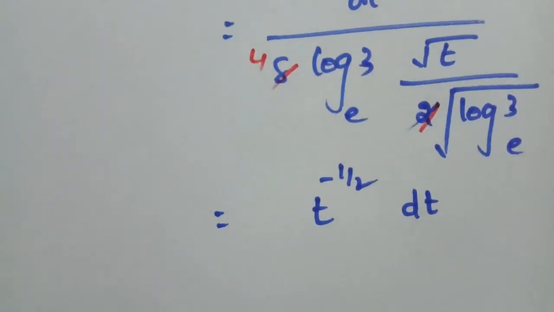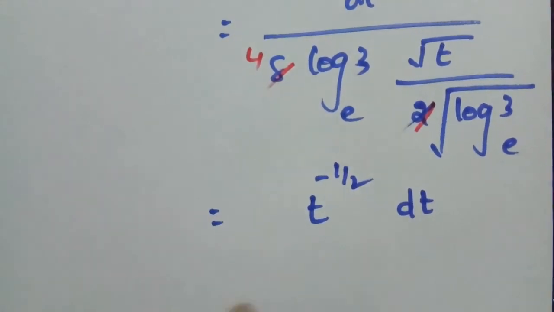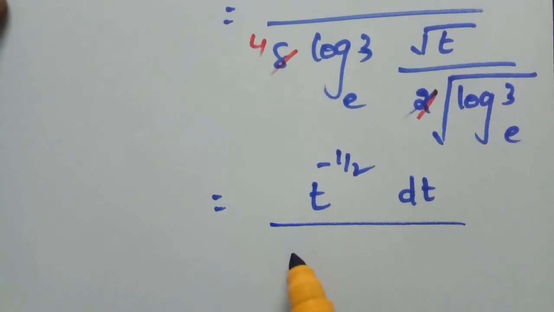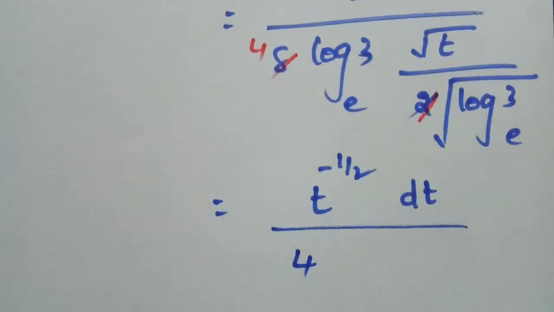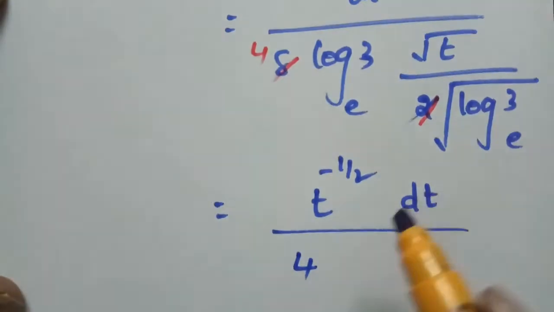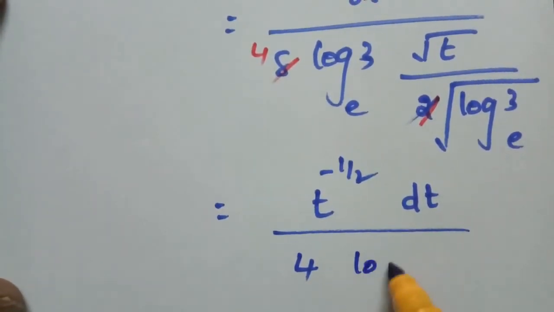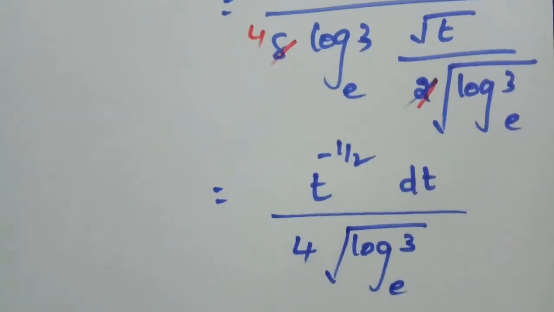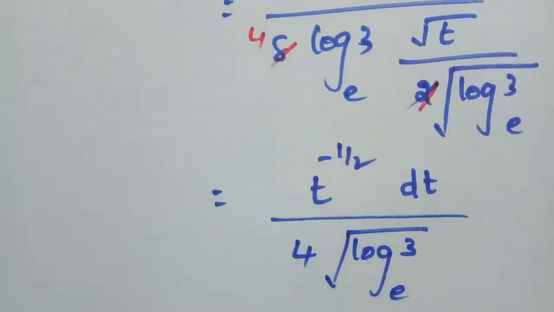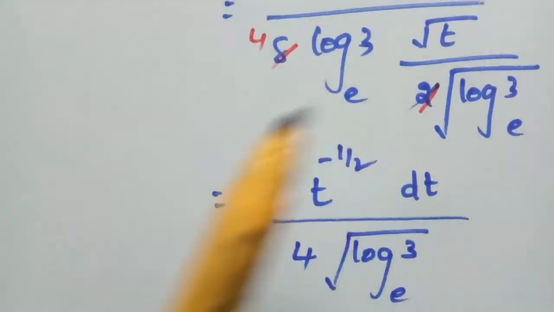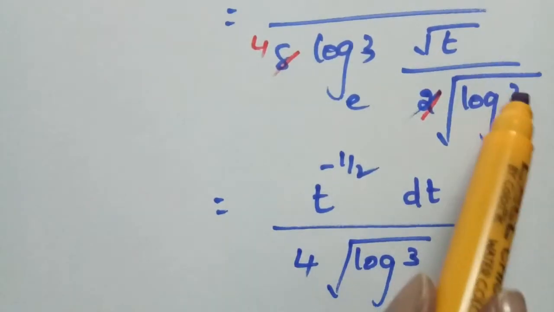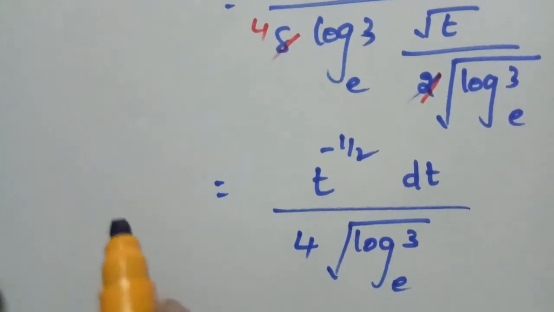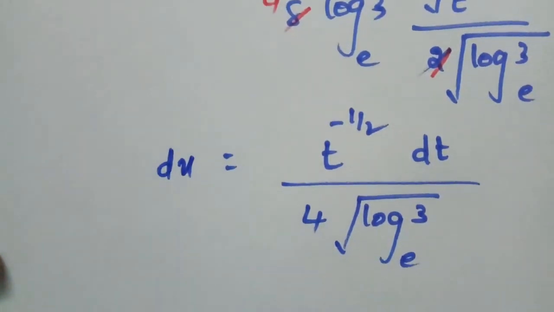Therefore, this becomes 4 into log 3 by square root of log 3. We get, after simplification, square root of log 3 base e. Since log 3 base e can be written as root of log 3 base e times root of log 3 base e, one root of log 3 base e gets cancelled. This is equal to dx.